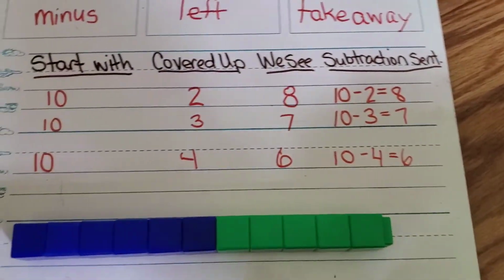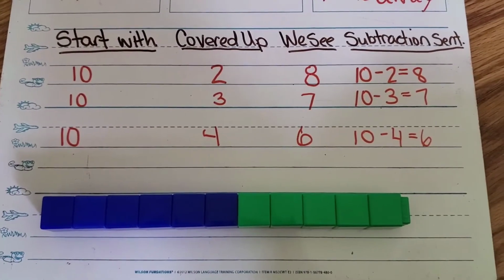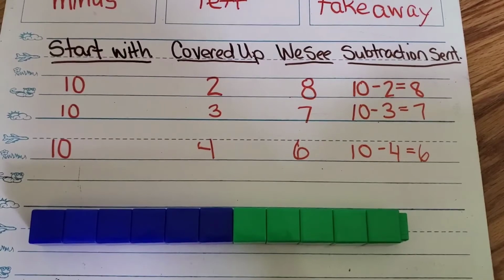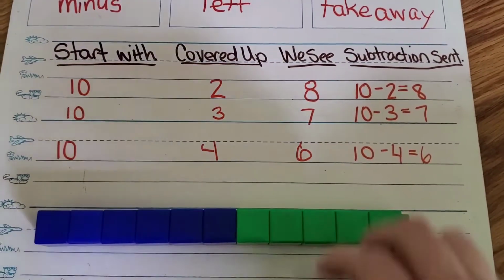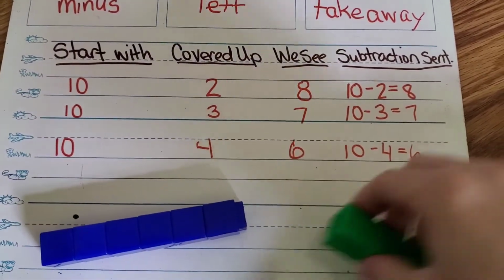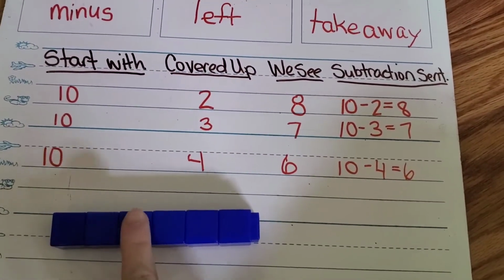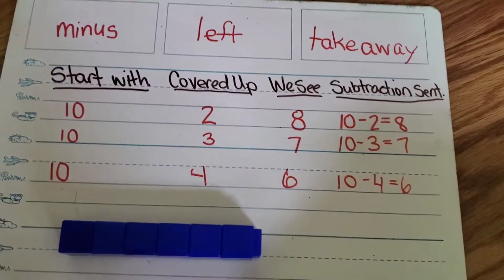All right, here's my subtraction story. You ready? I baked 10 cookies. And then Noah came along and ate 5 of my cookies. How many cookies are left? 1, 2, 3, 4, 5, 6. Oops, I have too many. Sorry.